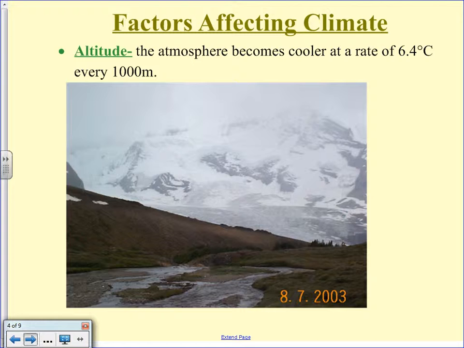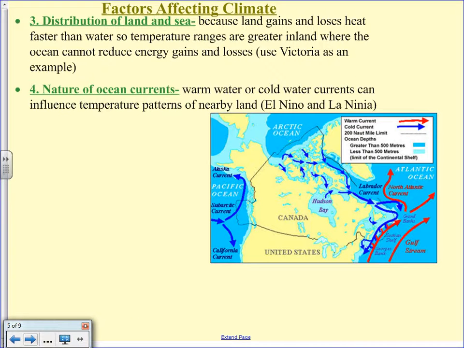All right, next factor: distribution of land and sea. The ocean can affect your climate, and it can affect it in huge ways. For this reason, water retains heat, and it retains it very, very well. So it can act as a regulator for your temperature. Calgary and Vancouver, and Calgary and Victoria, have roughly the same latitude. We're about the same distance from the equator.